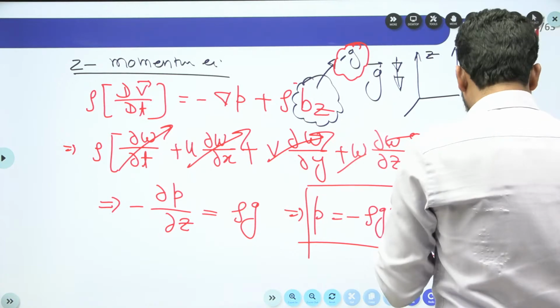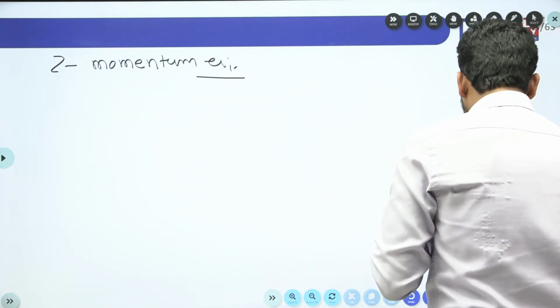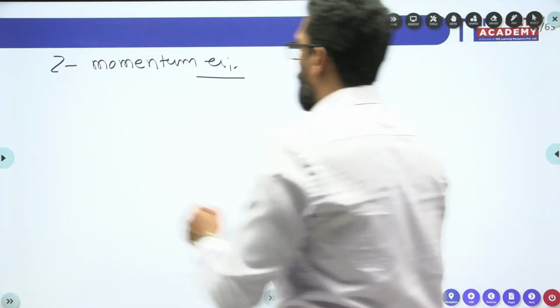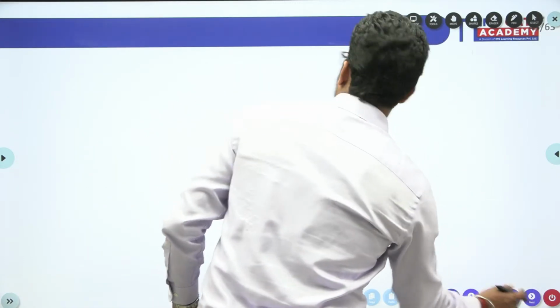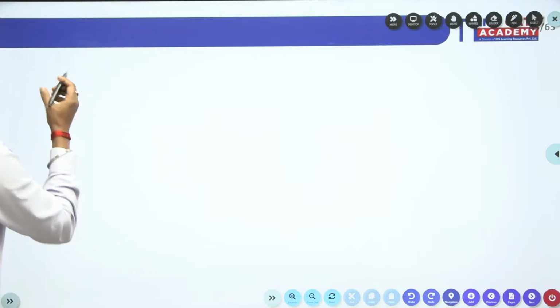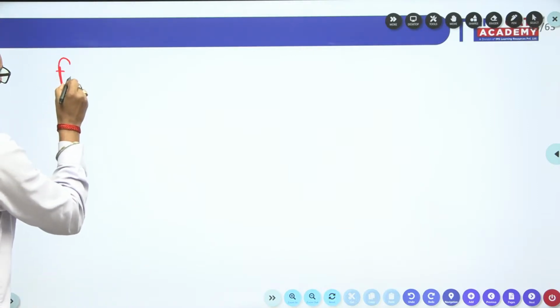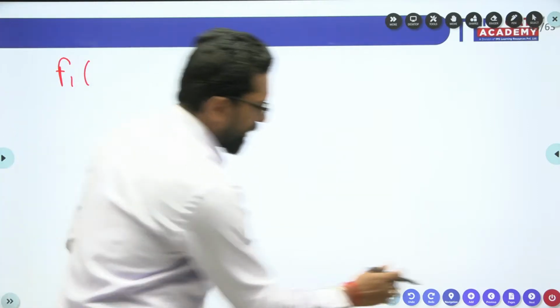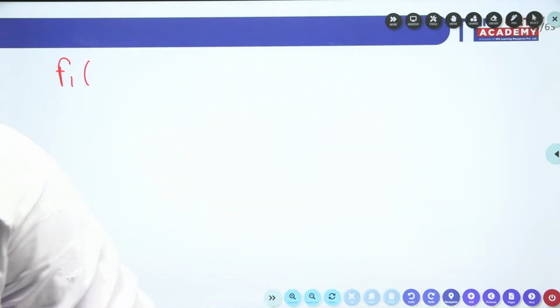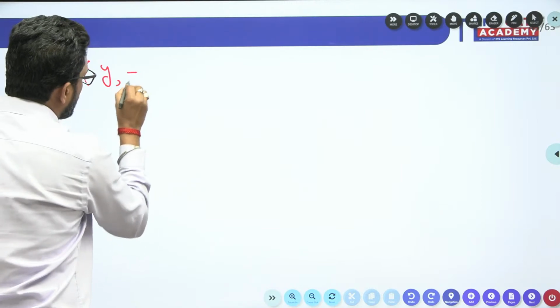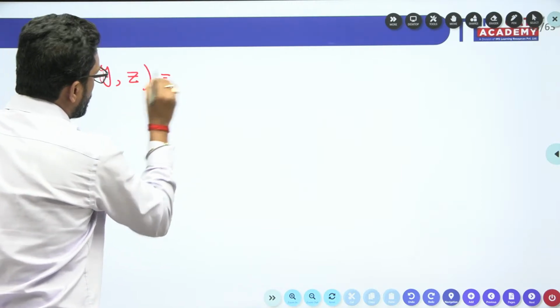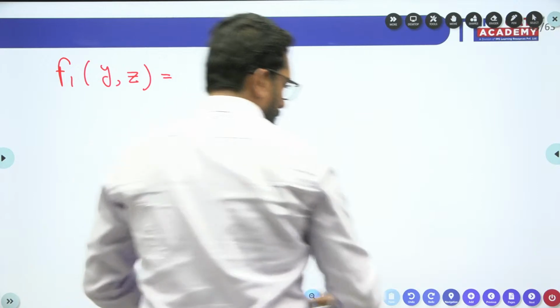So what is the trick here? Anyone please? If you find F1, what is F1? F1 is a function of y and z. How to find it? See.